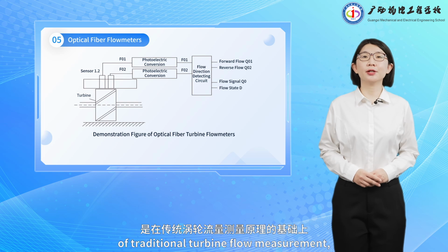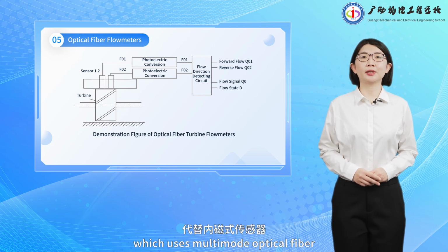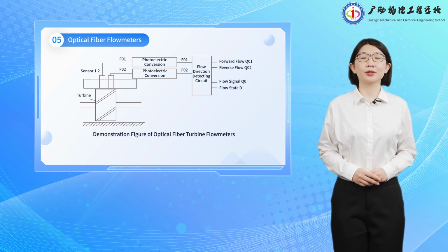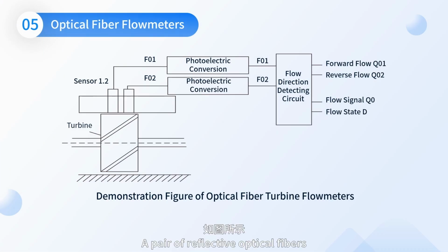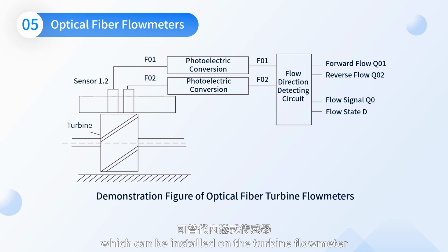Based on the principle of traditional turbine flow measurement, the optical fiber flow meter is a reflective turbine flow meter, which uses multi-mode optical fiber instead of the internal magnetic sensor. A pair of reflective optical fibers and photoelectric conversion circuits detecting the rotation of turbine blades are shown in the figure. The reflective optical fiber sensor is composed of multi-mode glass fibers, including a light-emitting fiber and a light-receiving fiber. The detection end is fixed in an aluminum alloy sheath, which can be installed on the turbine flow meter instead of the internal magnetic sensor.